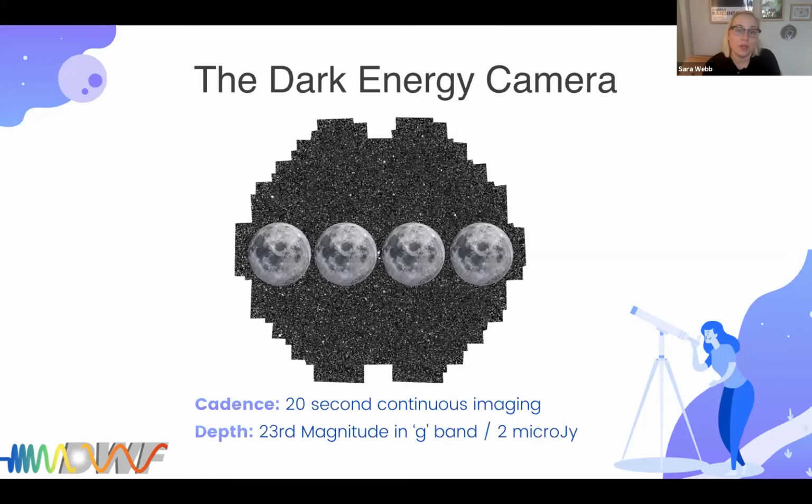And even with only 20 seconds, you're still able to probe quite deep within the sky. So about 23rd magnitude when we're looking in the g-band. And just quickly, the reason we look in g-band is because the most energetic explosions, such as a kilonova, different types of supernova, and unfortunately flare stars, are all very, very blue in their colours.